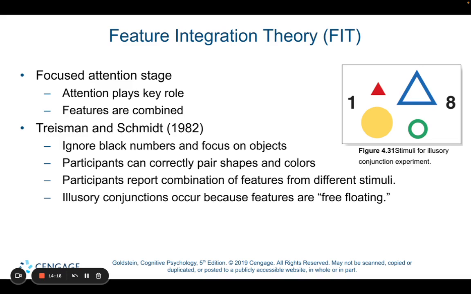In 1982, they started to look at illusory correlations in experiments. There was a study done by Treisman and Schmidt that found these four things: if you ignore black numbers and focus on objects, participants can correctly pair shapes and colors; participants report a combination of features from different stimuli; and illusory conjunctions occur because features are free floating.